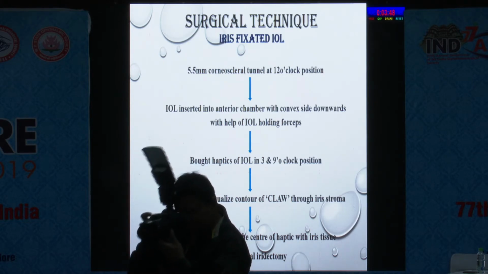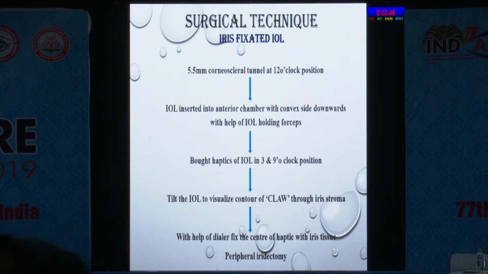For the iris fixated IOL, a 5 mm corneal scleral tunnel was made at 12 o'clock position, and the IOL was inserted into the anterior chamber with the convex side downward with the help of IOL holding forceps. We brought the haptics of the IOL to the 3 to 9 o'clock position, and we tilted the IOL to visualize the contour of the claw through the iris stroma. With the help of the enclavation needle, we fixed the center of the haptic with iris tissue, and we also did a peripheral iridectomy.